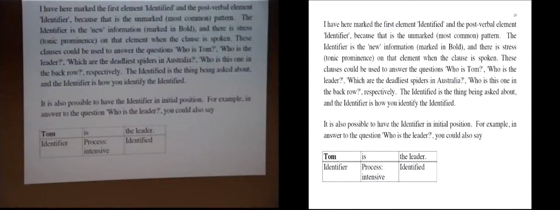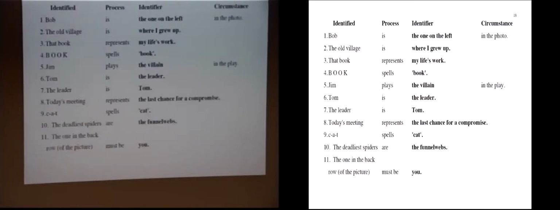And it's also, I had the identifier in second position, and this is the normal situation, the unmarked situation, where the identifier is the kind of new information. We're talking about Bob, and what about Bob? Well, I want to identify him as the one on the left in the photo. So that's the one on the left in the photo is the identifier.